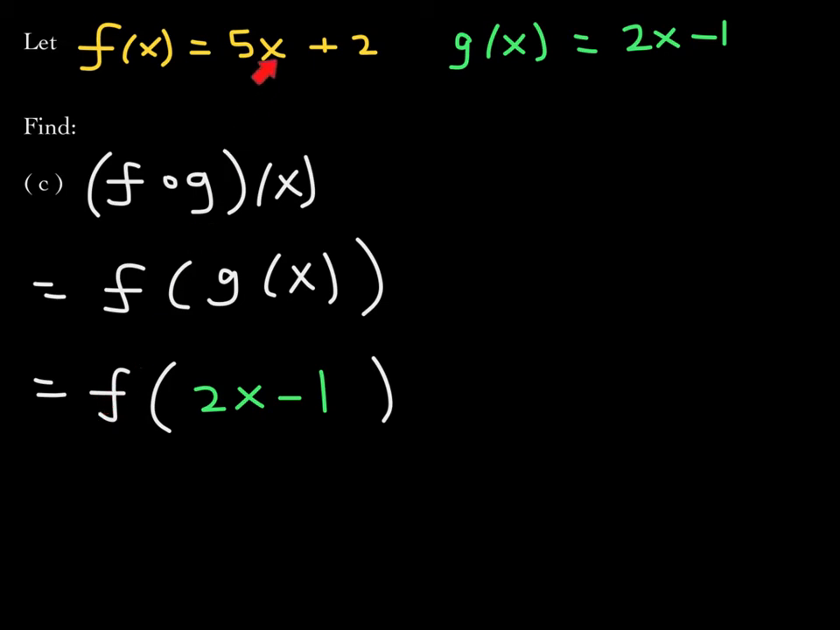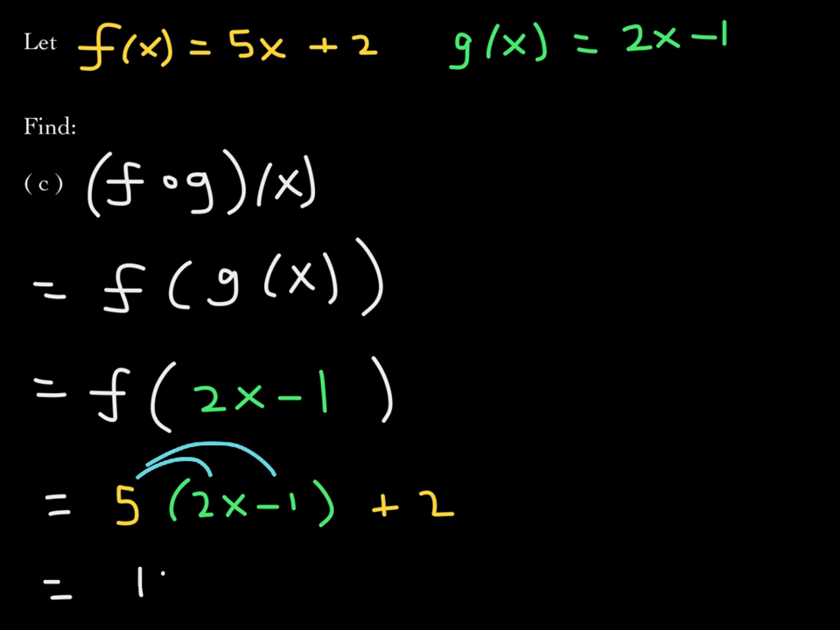So this is function f. I'm replacing this variable with the expression 2x minus 1. So it's going to be 5 times 2x minus 1 plus 2. Just like this, right? 5 times 2x minus 1, this is g, and then plus 2. Now, all you have to do at this point is simplify. Okay, you're not solving anything, right? You're not solving. You're just simplifying by distributing the 5.